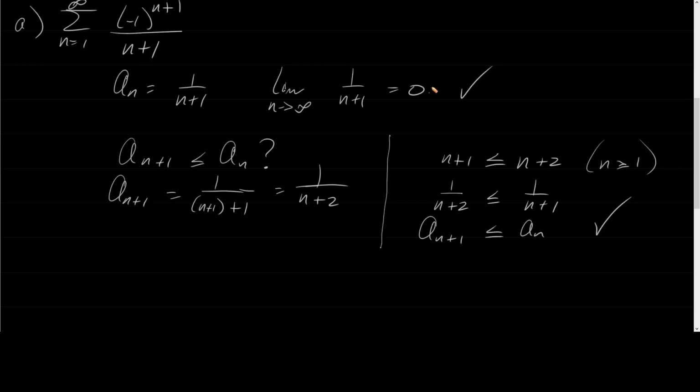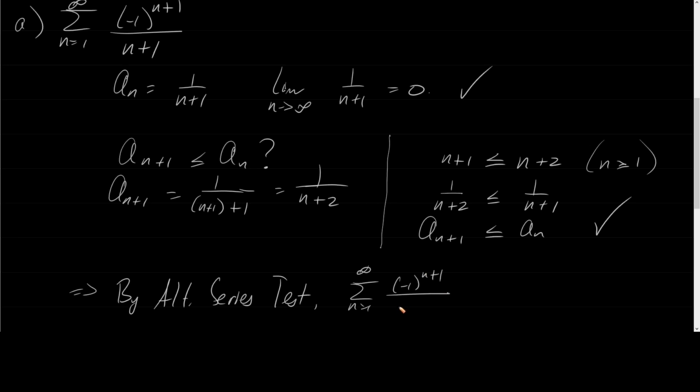So we have that the limit goes to 0. It is a decreasing sequence. So what we can say now, by the alternating series test, is that our series from 1 to infinity of negative 1 to the n plus 1 over n plus 1 converges. All right.